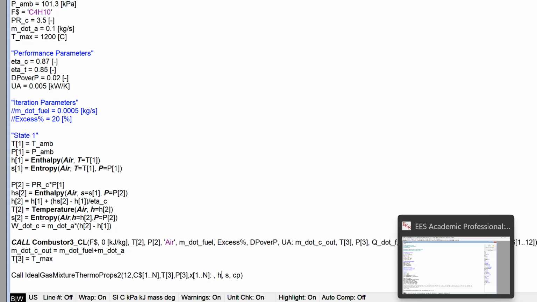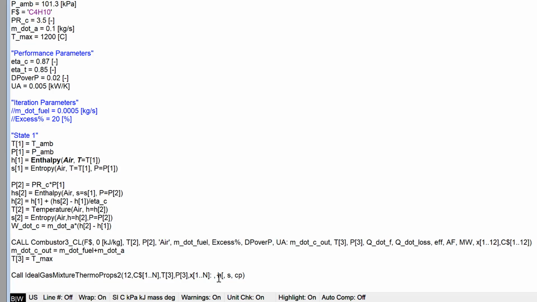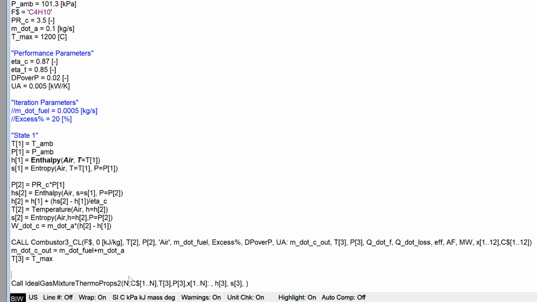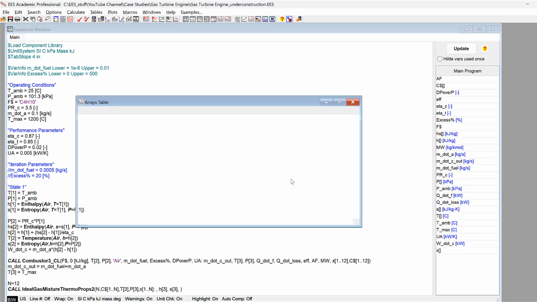and it's going to give me back the molecular weight, which I already know, so I don't want that. The enthalpy, which is H3, and then the entropy, which is S3. The specific heat capacity, I don't think I want that either. So actually, let's set this to N and set N equals 12, like that. So hopefully now, when I solve, I get the properties at the inlet.